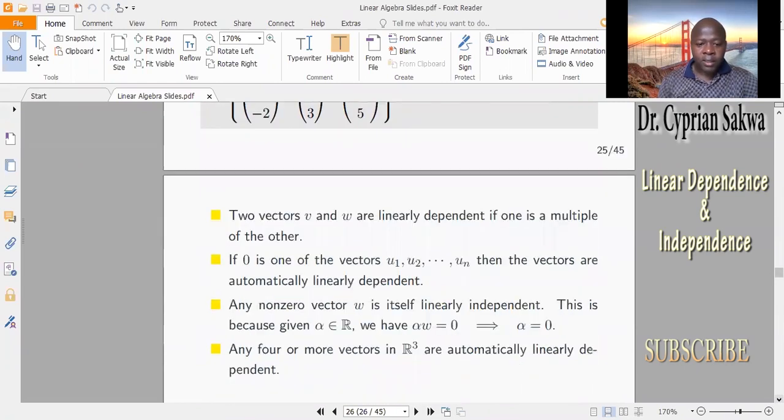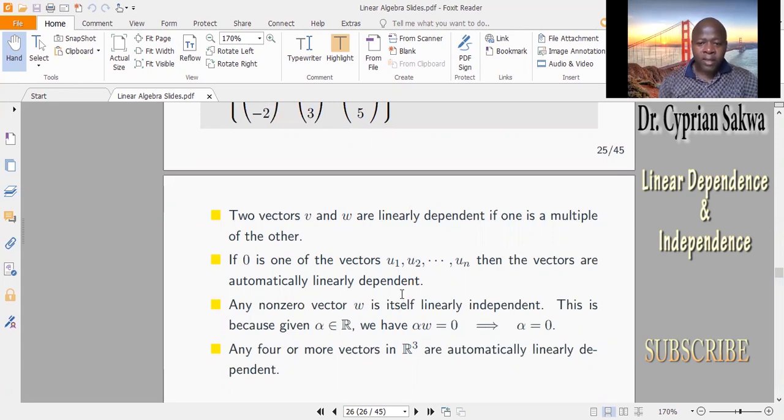Now, just a summary, we've been looking at three vectors in R3. What about if there were to be two vectors? With two vectors, it's easy to tell if they're linearly dependent or not, because if one is a multiple of the other, then the vectors are linearly dependent. But if you cannot write one as a multiple of the other, then they are linearly independent.